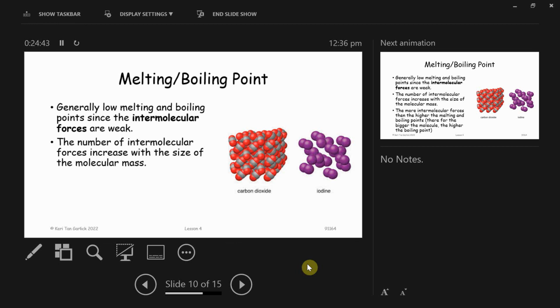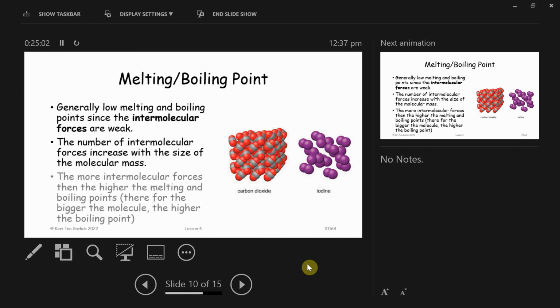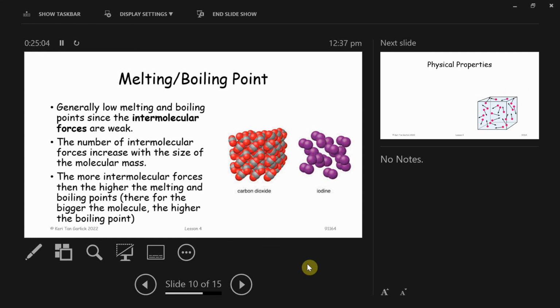So the strength of the intermolecular forces will determine its melting and boiling point. Some things to keep in mind: the larger the molecule or the larger the atom we're working with, the higher that melting and boiling point is. That's because they have an increased number of intermolecular forces. So bigger molecules tend to have that.